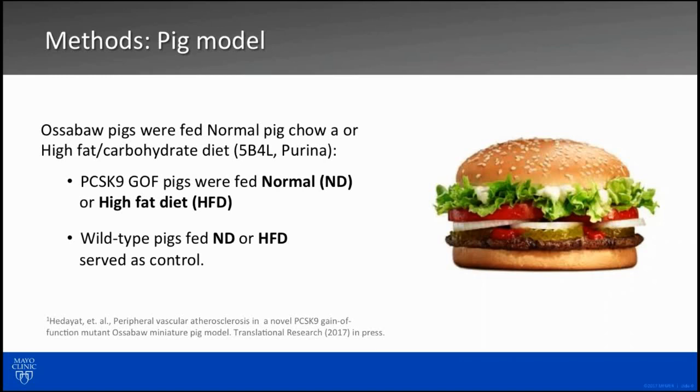So we took our animals and we had four groups of animals. We had the gain-of-function animals, and we have animals who are wild-type. Each of those two groups were fed either a normal diet or a high-fat diet, which will be labeled later as ND for normal diet and HFD for high-fat diet. This diet is a high-fat, high-cholesterol, high-carbohydrate diet, very similar to the current Western diet linked to the eating of high quantities of fast food.